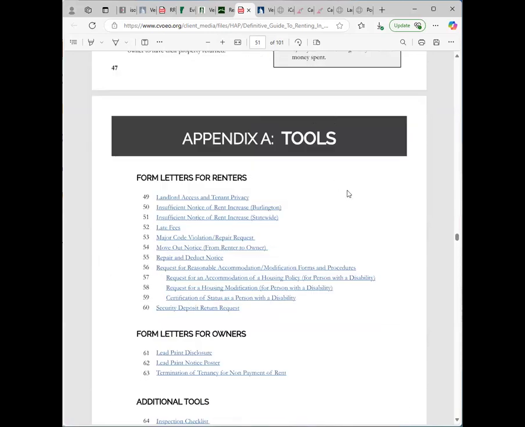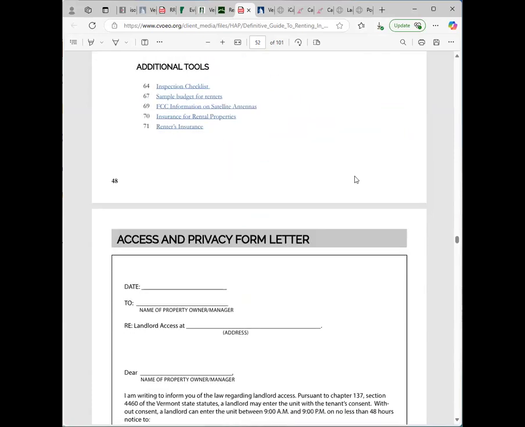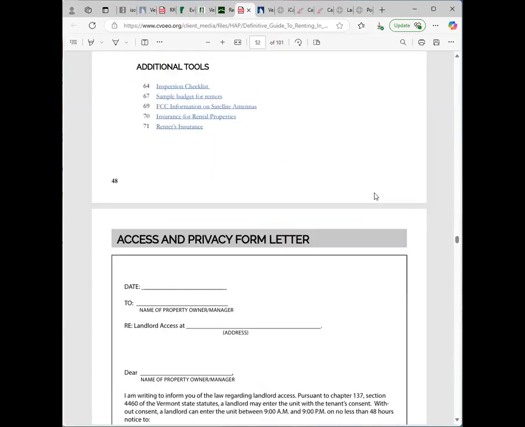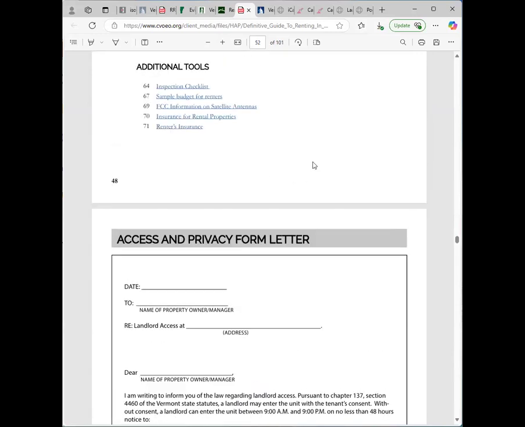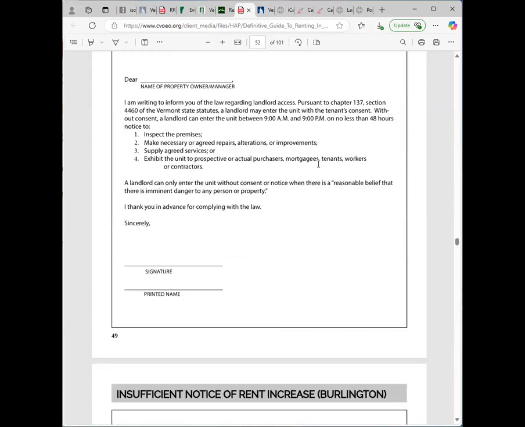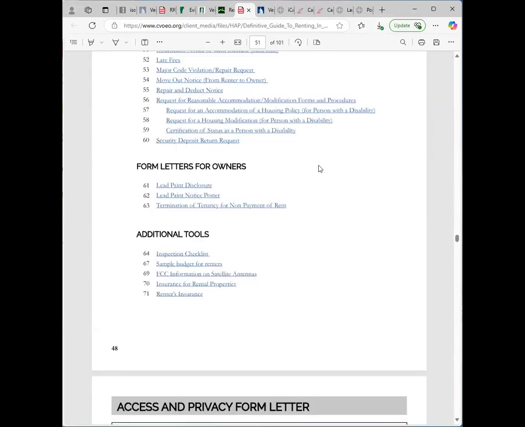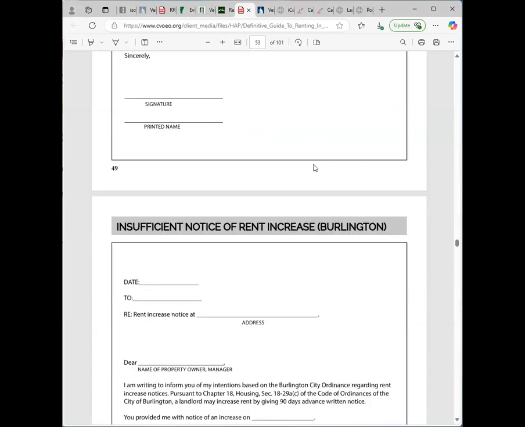And then, of course, on page 48 and following are all of these form letters for renters, form letters for owners, and then additional tools, which is actually really helpful. It's really great that there are pre-made forms that you can print, but you can't fill them in on a PDF and then just print and sign them. But you could fake it. I mean, you could print it and use it just as well. And there, of course, are a bunch of hyperlinks, which is super easy when you're just trying to go to the next one. You don't have to scroll down.